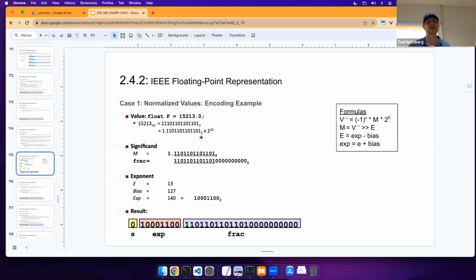Okay, so now that I've done that, let's define M. Once we've shifted, what was on the left side is now on the right side. That's going to represent my mantissa, and so I'm going to record that.